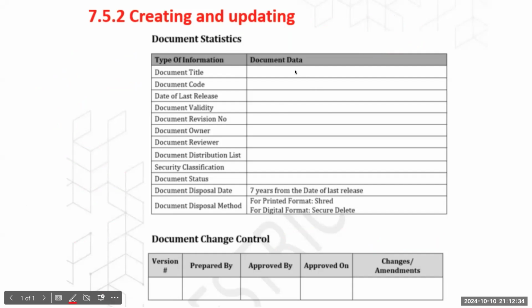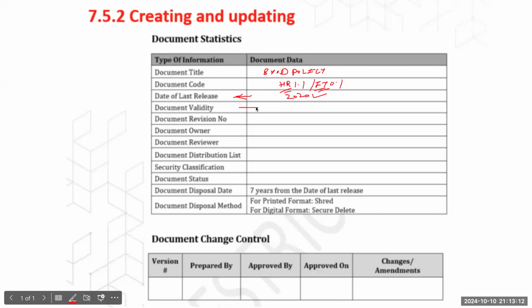So the document title you can give as per the requirement. For example, if you are creating a BYOD policy, the document title will be BYOD policy. Document code, depending upon the department, you can give the code. For example, HR 1.1, or let's say IT 0.1. This could be the document code. Why the department? So that you can easily refer to the document. Date of last release: when the document was released. For example, if this document was released in 2020, that will be the date of release.